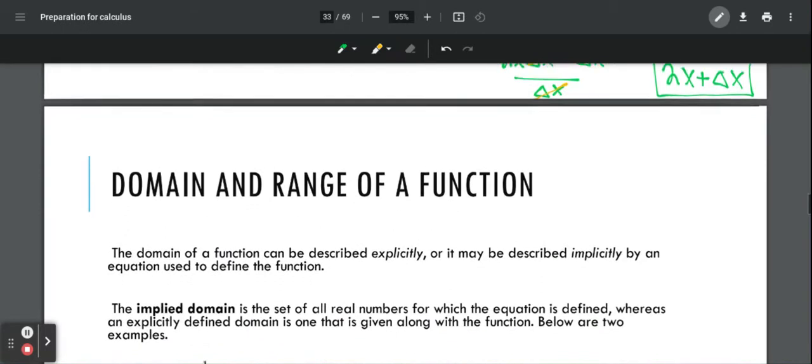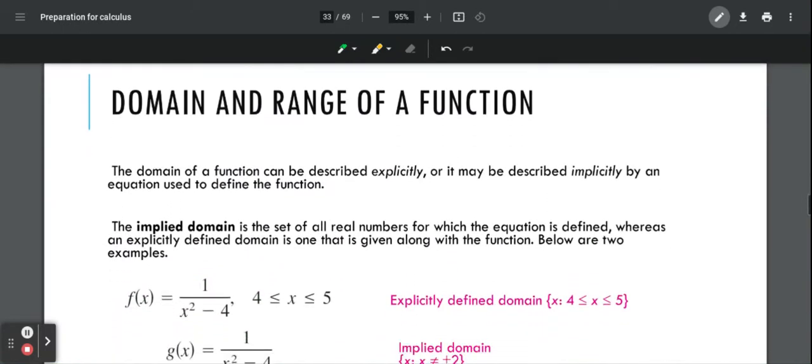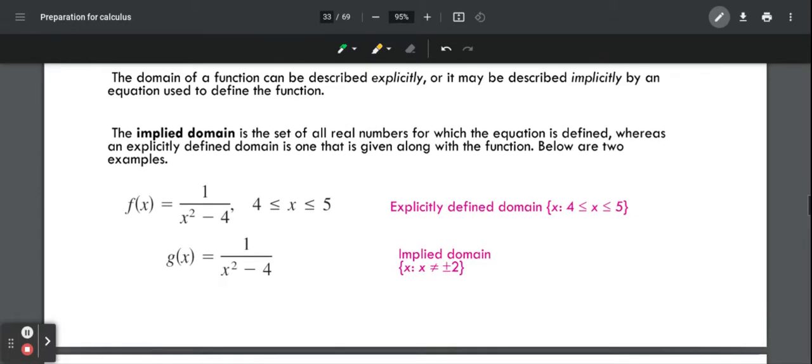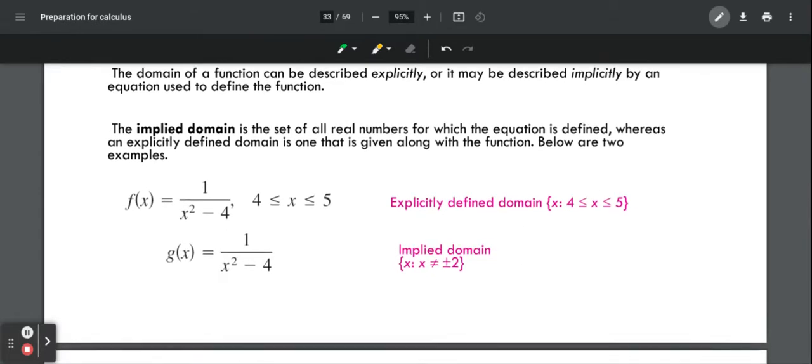The domain and the range of a function can be described explicitly, or it can be described implicitly by an equation used to define the function. The implied domain is the set of all real numbers for which the equation is defined, whereas an explicitly defined domain is one that's given along with the function.